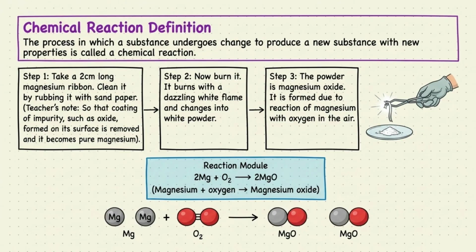Okay, so step 2. Now we burn that pure magnesium using a pair of tongs over a flame. If you were watching this in a lab, the observation here is just stunning. It really is beautiful.